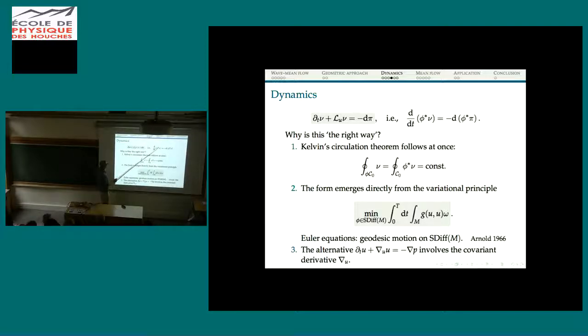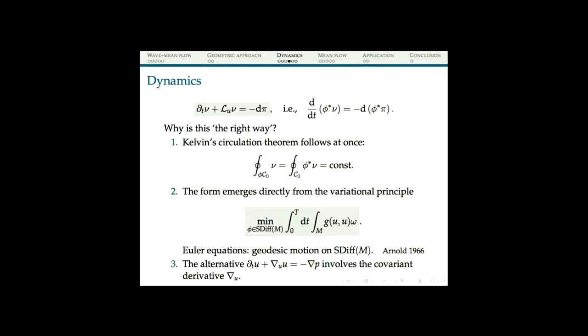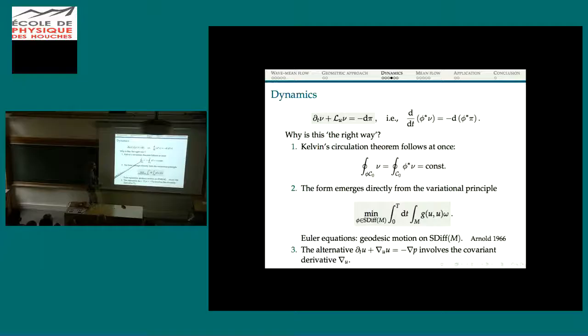as this thing. Okay, so it tells you how this momentum one form, when pulled back by the flow, changes. And this is just Kelvin circulation theorem, really. So what is Kelvin circulation theorem? You'll remember I said this is the object that you get in the integral, right? U dot dx. So you should integrate this one form on a contour C0 which moves with the flow.